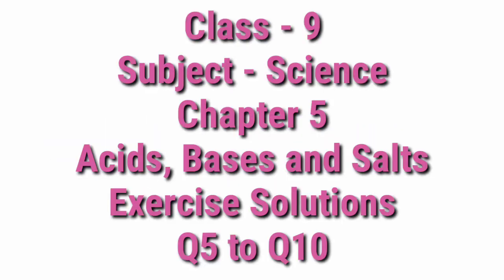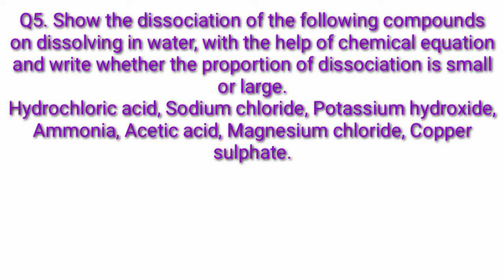Today we will see class 9 subject science chapter 5 acids, bases and salts exercise solutions of question 5 to question number 10. So question 5: show the dissociation of the following compounds on dissolving in water with the help of chemical equation and write whether the proportion of dissociation is small or large. Hydrochloric acid, sodium chloride, potassium hydroxide, ammonia, acetic acid, magnesium chloride, copper sulphate.